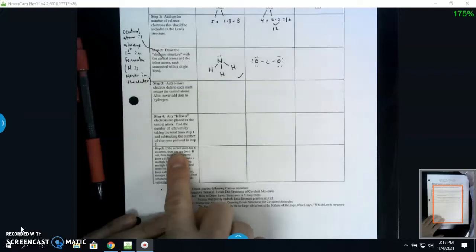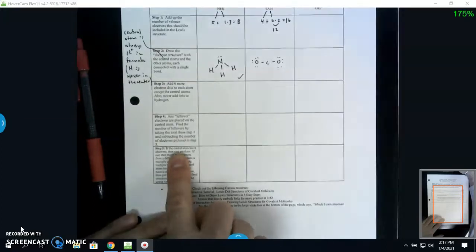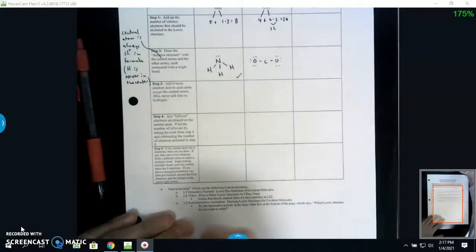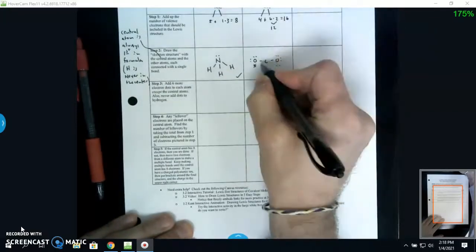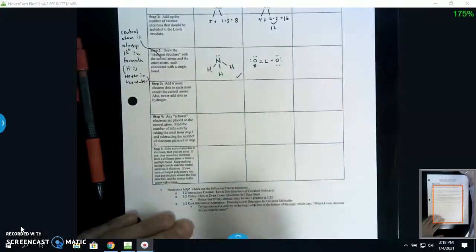So take a look. Step 4, there are no leftovers, so we skip down to step 5. Step 5 is about the central atom and the octet rule. Step 5 says if the central atom has 8, then you're done, but if it doesn't have 8, then we need to cross out and share. Remember, that's what I taught you covalent bonding is about. Covalent bonding is about sharing, so I'm going to cross out and share.